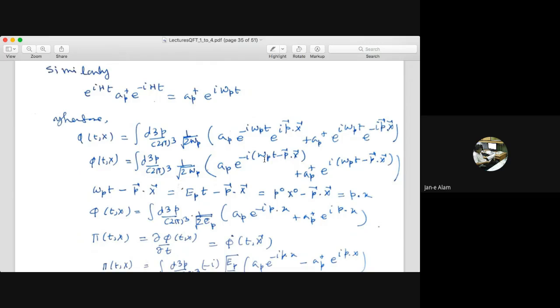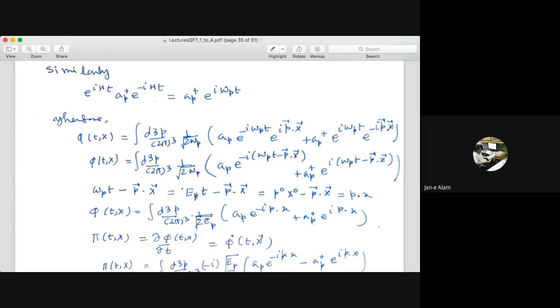So this omega_p is like p0, x0 is like t, right? And for the A_p dagger, it was omega_p, which is p0, and this is x0 minus p dot x. I have just combined these two exponentials. And this is omega_p t minus p dot x, and this omega_p, I showed you yesterday, is nothing but the energy of the particle.